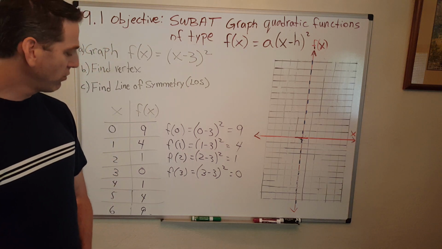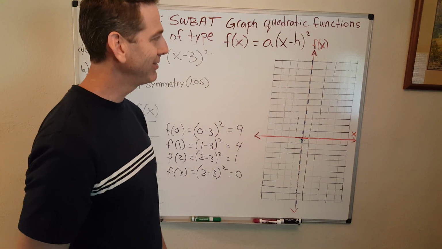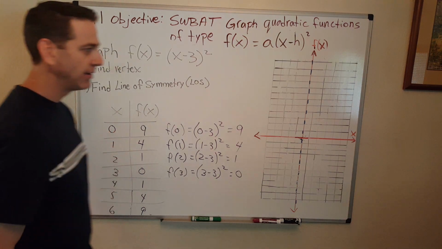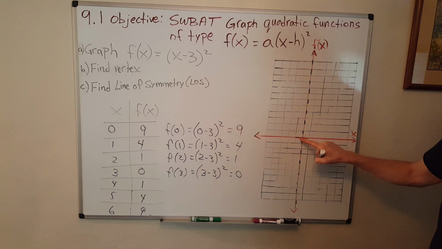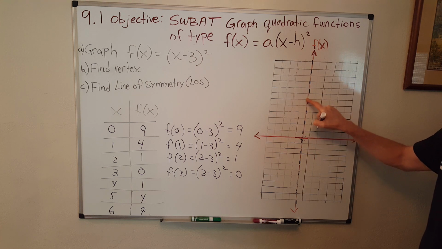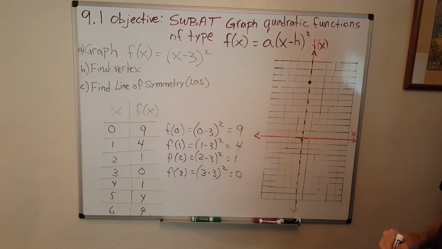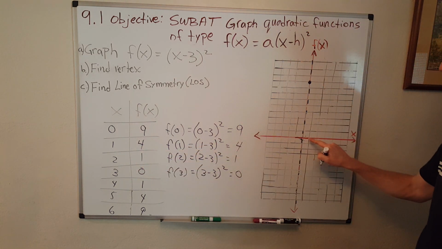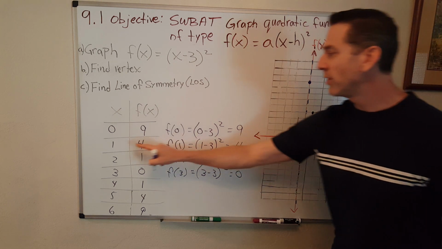Now we're going to plot these on our fancy little ordered coordinate grid. Let's start with 0, 9. At x equals 0 is right here, and f of x equals 9 is 1, 2, 3, 4, 5, 6, 7, 8, 9. So there's our first ordered pair. Next, 1, 4. So over 1, up 4: 1, 2, 3, 4. Then we've got 2, 1.